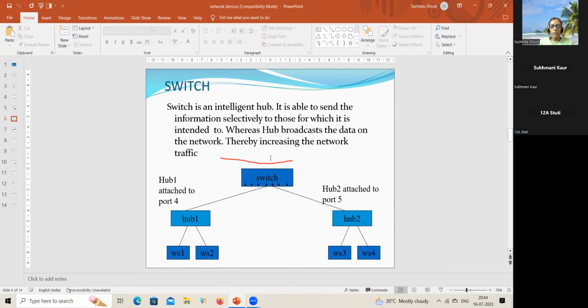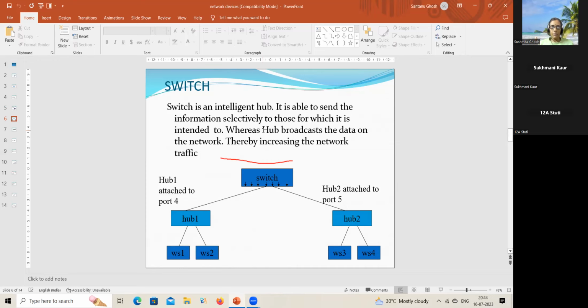Next we have switch. Here the diagram shows that I've connected two hubs to my switch. It could be directly to the systems also, no problem. Or it can be that a few machines connect to the hub and then from the hub I'm connecting it to the switch. But the main thing about switch is that it is my intelligent hub. So the basic purpose of switch and hub is the same: connecting the devices in the network. That remains the same. Then what is the difference? The difference is that this fellow doesn't broadcast. Switch doesn't broadcast.